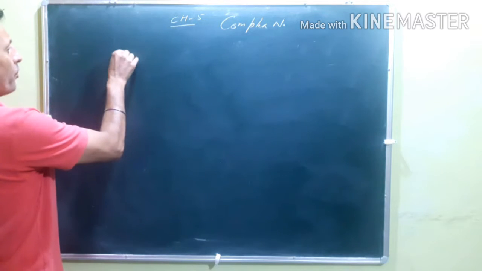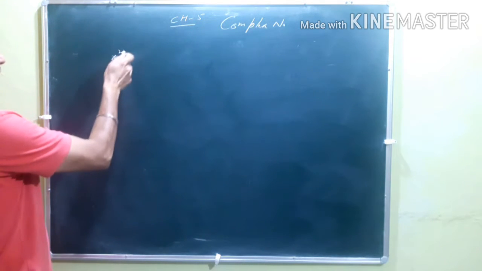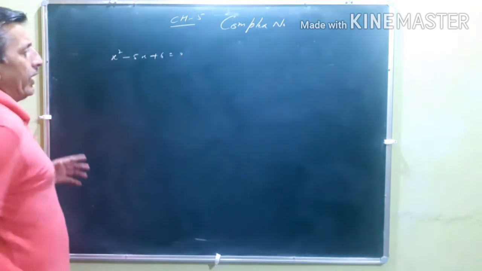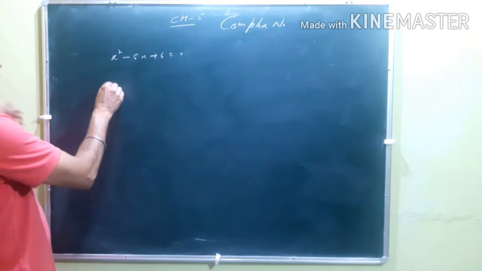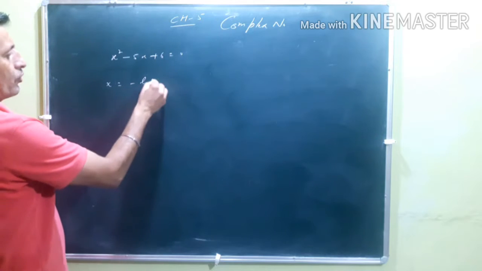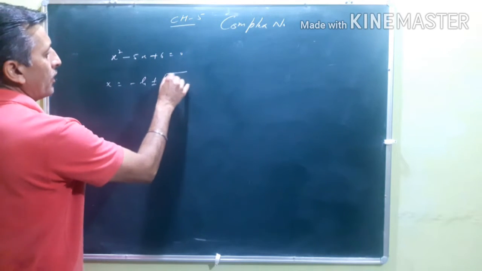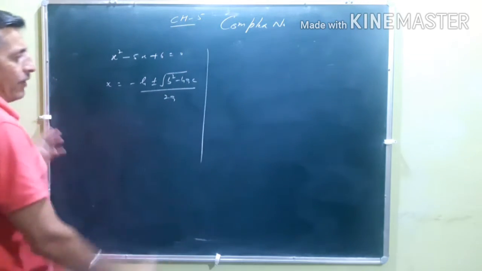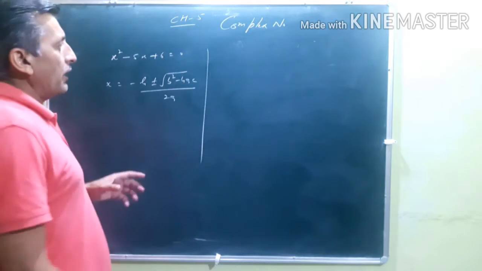You have seen quadratic equations so many times, like x square minus 5x plus 6 is equal to 0, and you have found the solutions for this by using the technique x is equal to minus b plus minus under the root b square minus 4ac upon 2a. But you have never faced the problem that I'm telling you.